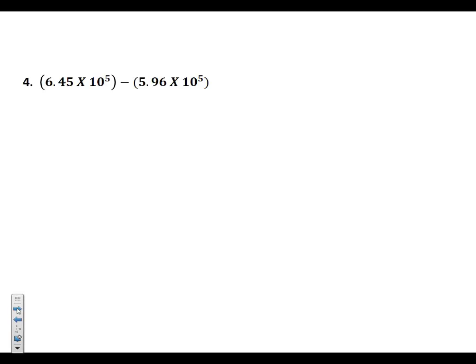Number 4, 6.45 times 10 to the 5th minus 5.96 times 10 to the 5th. How lucky can we be? We have the same exponent again. So we take 6.45 and we subtract 5.96. And I'm going to have to borrow. I'll come over here and borrow, and that makes that a 5, not a 6. This 14 becomes 13 because I had to borrow from it to make that 15. And 15 minus 6 is 9. 13 minus 9 is 4. Bring down the decimal. 5 minus 5 is 0.